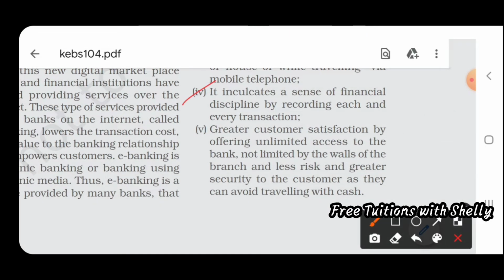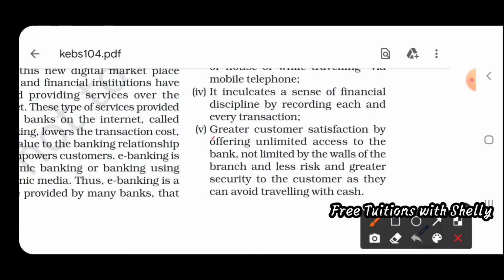Then it includes recording of transactions. It also includes greater customer satisfaction, because unlimited access to the bank is possible, right? Because after 4 o'clock also we are able to withdraw money and deposit money. Why? Because we have an online facility, so you don't need to go to the bank physically.